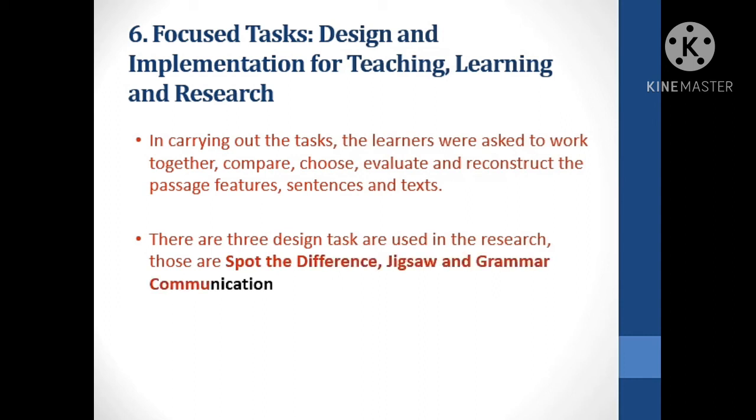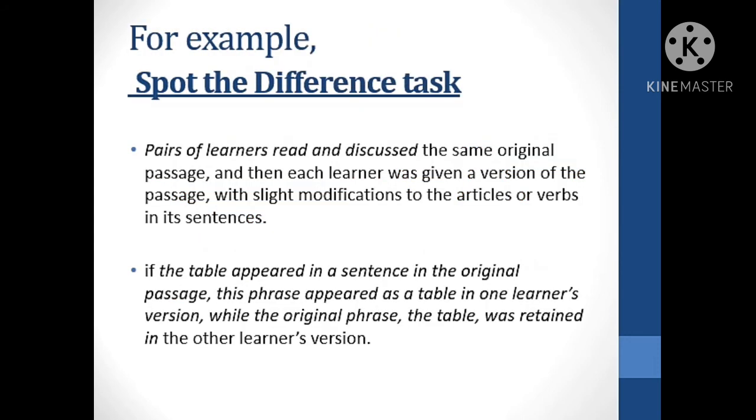In doing the task, students are asked to work together by doing the grammar task given. For example, spot the difference task. Pairs of learners read and discuss the same original passage, and then each learner was given a version of the passage with slight modification to the articles or verbs in its sentences. If the table appeared as a phrase in the original passage, this phrase appeared as a table in one learner's version, while the original phrase, the table, was retained in the other learner's version.